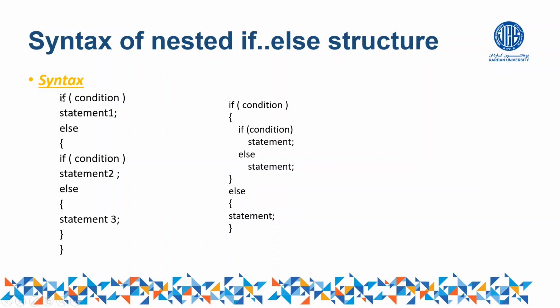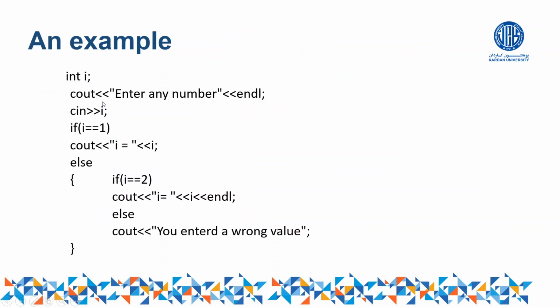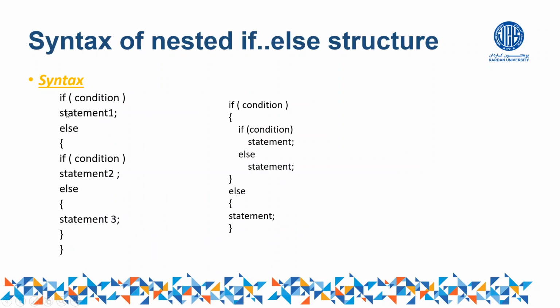Students, look at this point here: if this condition is true, this statement, statement 1, will be executed. Otherwise, if this condition is false, control automatically comes to the else part. Now in the else part, I have used a block statement. Then this condition will be checked. If this condition is true, this statement will be executed. Otherwise, this statement will be executed and the program will be terminated.